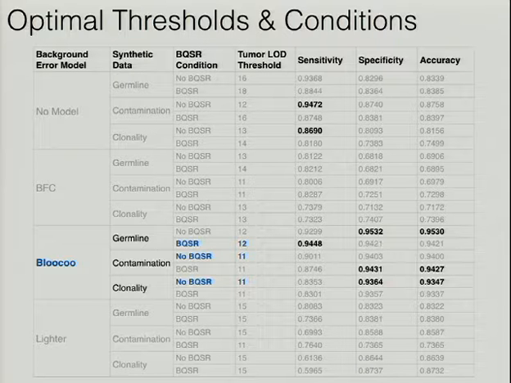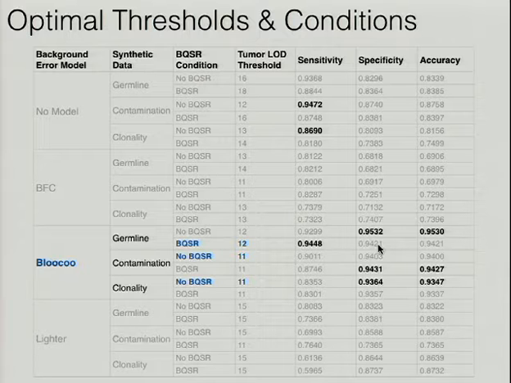For all data sets, BlueCoo exhibited the highest specificity overall, and the best combination of sensitivity and specificity. For sets 2 and 3, this was in combination with the no BQSR, and for set 1 with the BQSR condition. So we see that right here. Specifically, for set 1, the BlueCoo BQSR aggregate with a tumor LOD score of 12 had a sensitivity of 94.48% here, and a specificity of 94.21. Where's that? Yeah, right there. Thank you.